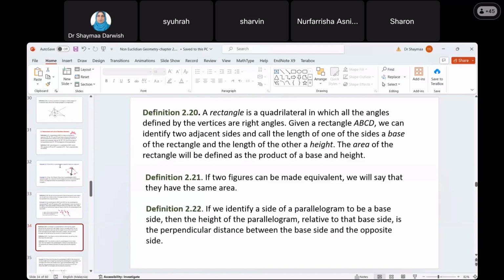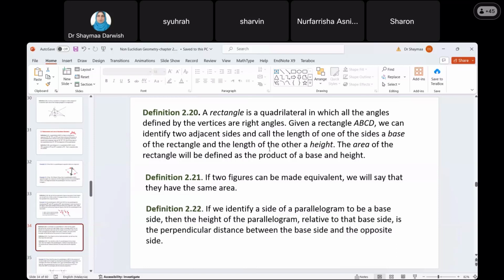Definitions. A rectangle is a quadrilateral in which all angles defined by the vertices are right angles. If I have a rectangle ABCD, we can identify two adjacent sides and call the length of one of the sides the base of the rectangle and the length of the other side the height.